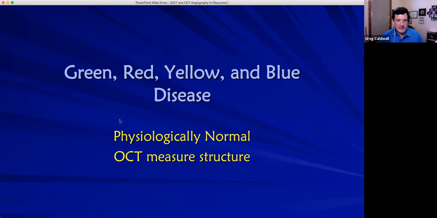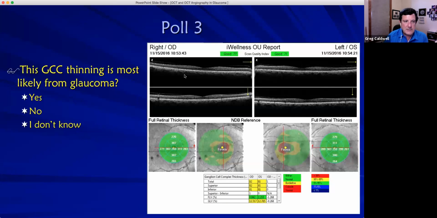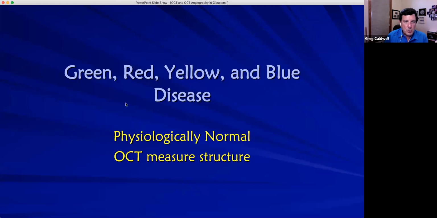All right. So with that being said, I don't think we can really jump in until we do a little mini, is this physiologically normal, or is it truly a disease process? So let's go through and talk about green, red, yellow, and blue disease. Is it physiologically normal or within the OCT measurement structure?